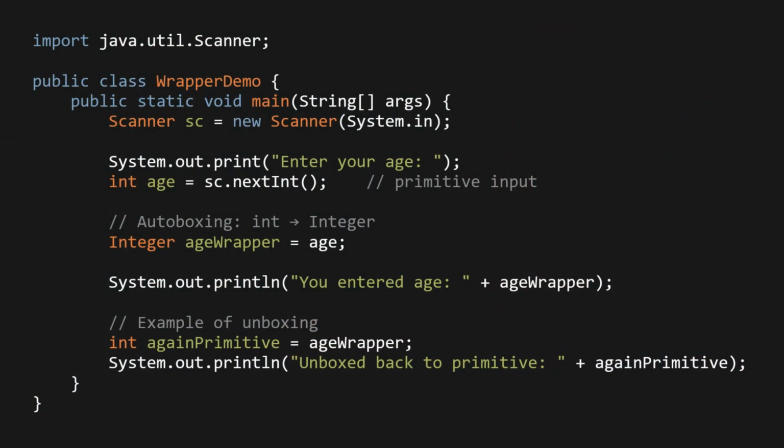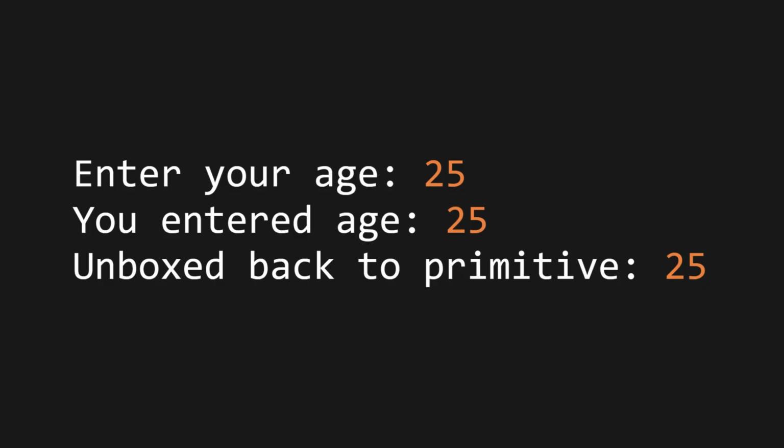Import java.util.Scanner, public class WrapperDemo, public static void main(String[] args), Scanner sc = new Scanner(System.in), System.out.print("Enter your age"), int age = sc.nextInt(), Integer ageWrapper = age, System.out.println("You entered " + ageWrapper), int agePrimitive = ageWrapper, System.out.println("Unboxed back to primitive " + agePrimitive), and the output is: Enter your age 25, you entered age 25, unboxed back to primitive 25.